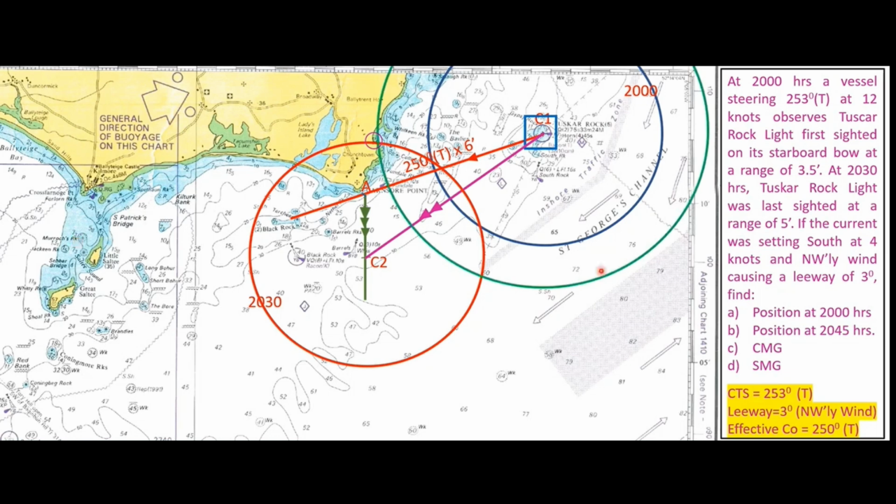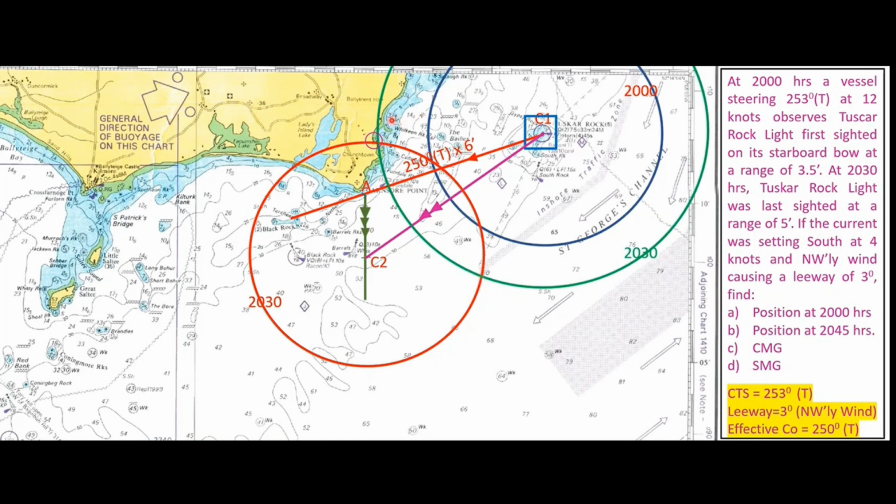The green position circle is the 2030 position circle obtained by using the last sighting observation of the Tusker Rock. So now this green position circle is for 2030. The red position circle is the transferred circle for 2030. Now where do they intersect? They intersect at this point out here, and they also intersect at this point. Now these two could be the possible positions of the vessel at 2030 hours.